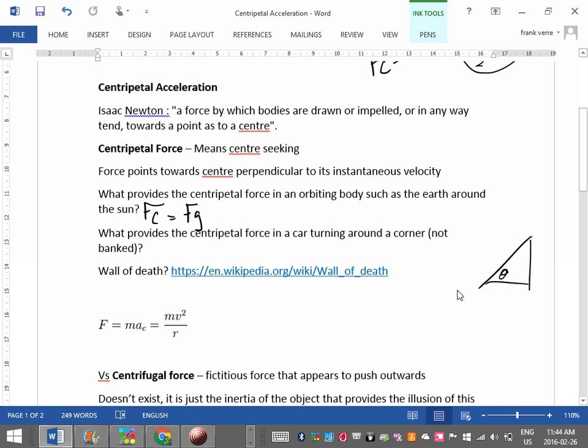So what's the force, which I'll call FC, centripetal force, that causes a car to turn? What is it? It's the same force that prevented the mass from sliding off the record player. Friction. Okay?